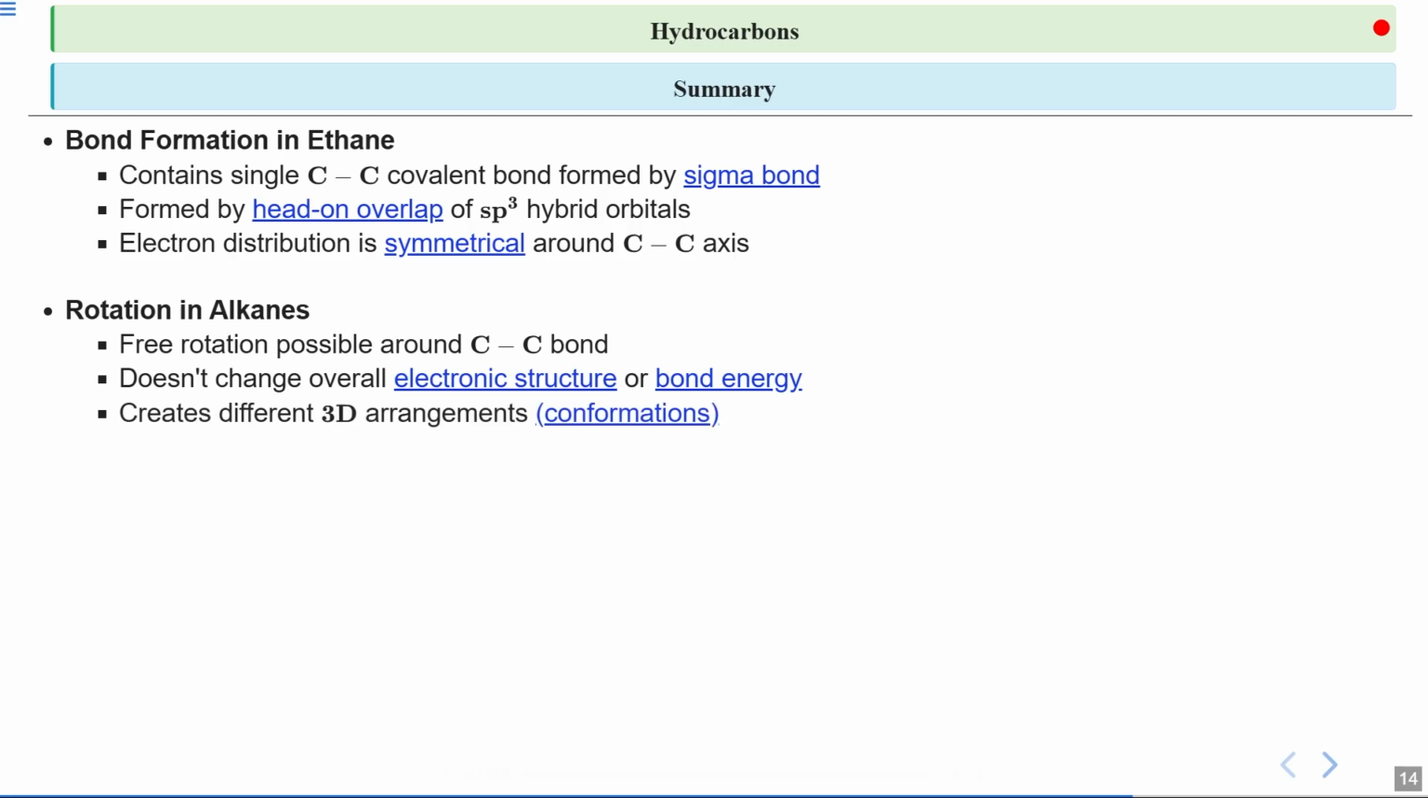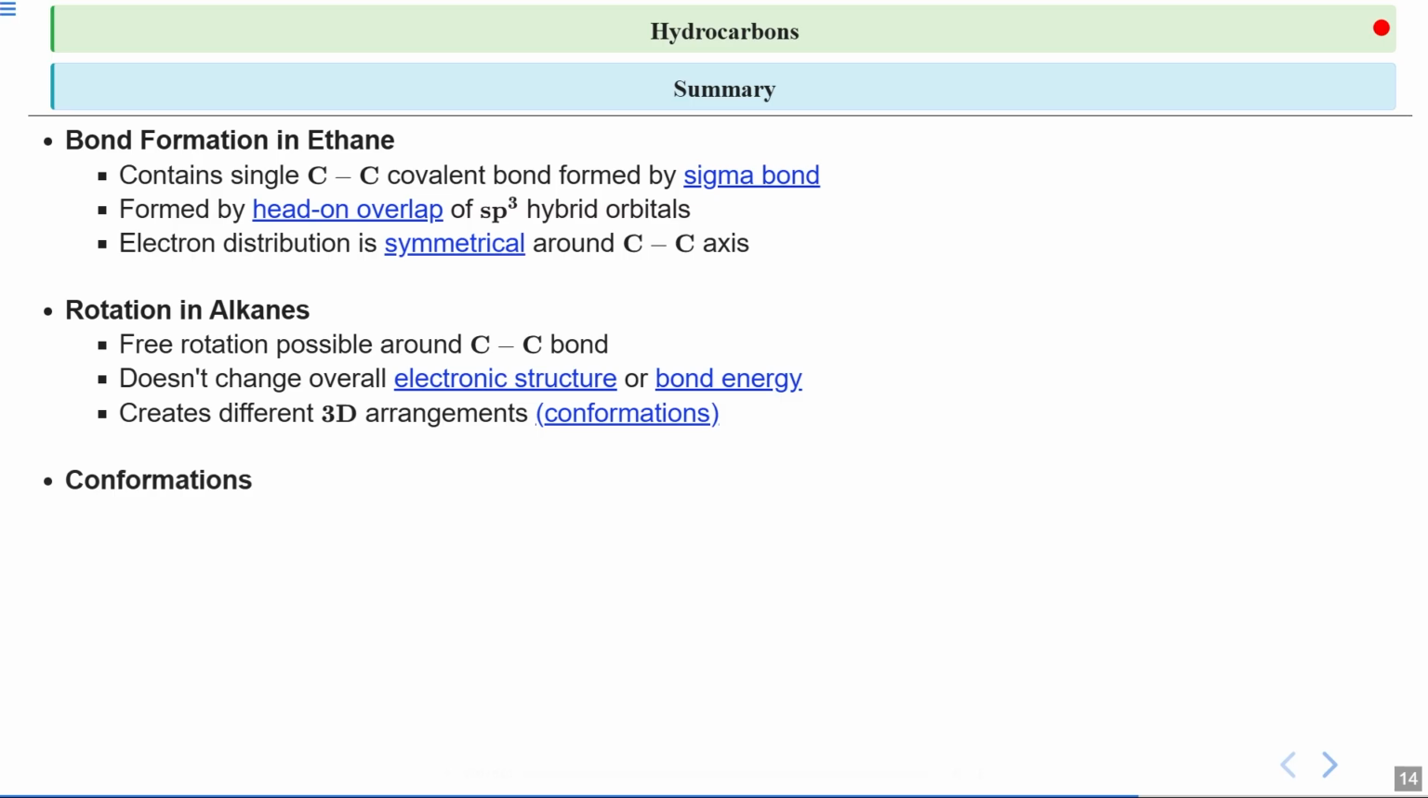But this rotation creates different 3D arrangements known as conformations, right? So we have various conformations possible. We can also name them rotational conformers, because the conversion of one form to another occurs due to rotation of the parts of the molecule against each other, right?